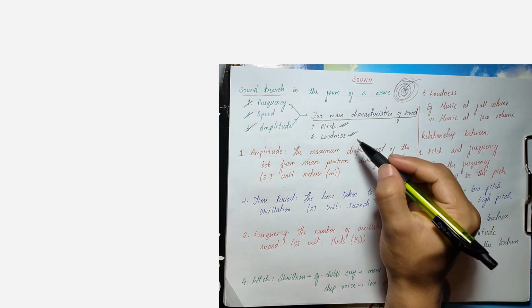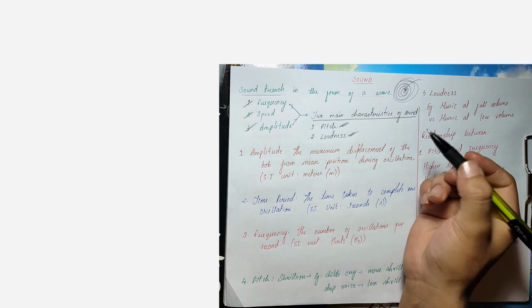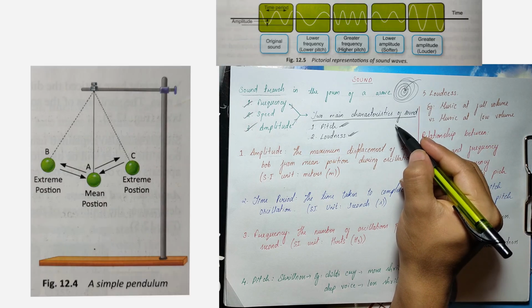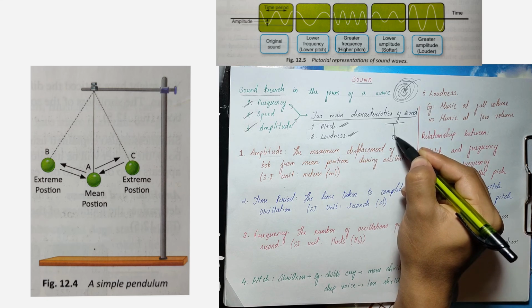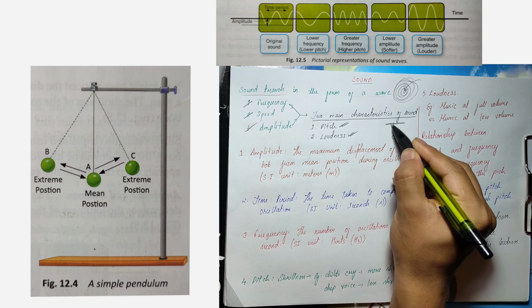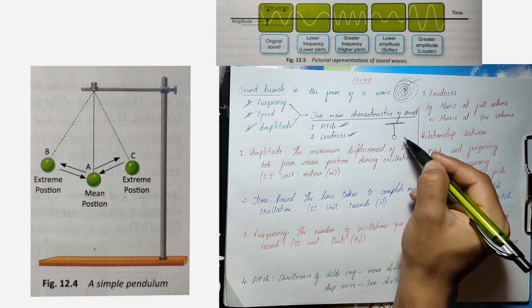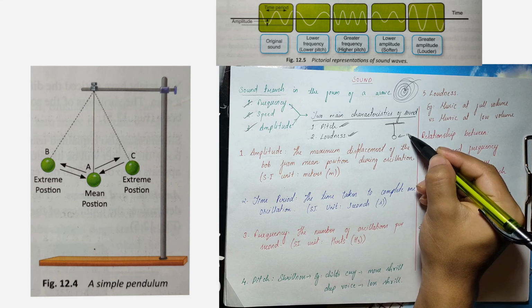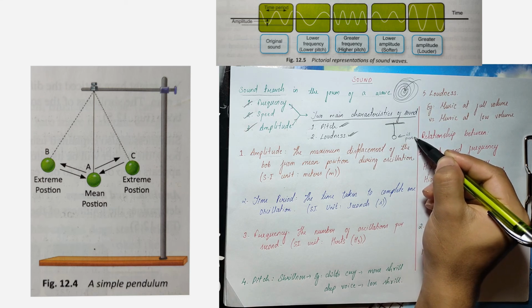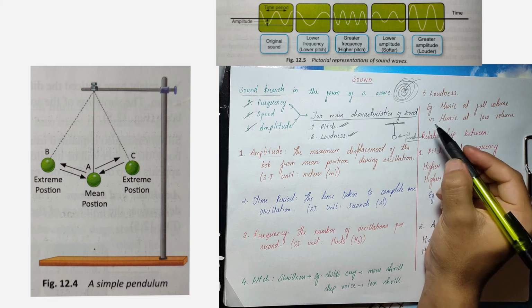Before we dive into the characteristics of sound, let us take an example as shown on the left hand side of your screen, where you have a bob hung to a support using a string. Now this is called a pendulum.